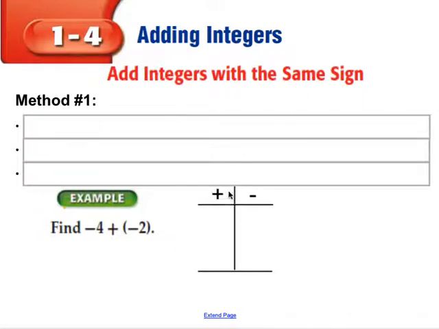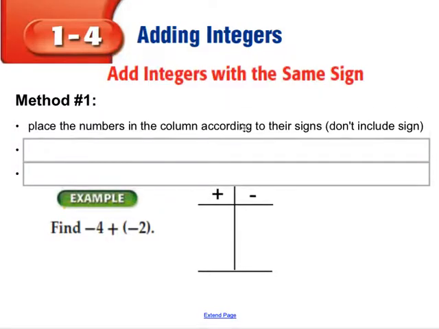The first method uses the T, and the method for adding integers with the same sign using this method is to go ahead and place the numbers in the column according to their signs, but we don't include the sign. And in this example, we're going to be adding -4 plus -2. One of the things I want to remind you of is you always look to the left of the number to determine what sign it has. So -4 plus -2, they're both negative, so they both should be placed in the negative column. And again, don't include their signs. Their signs are assumed by the column you place them in.